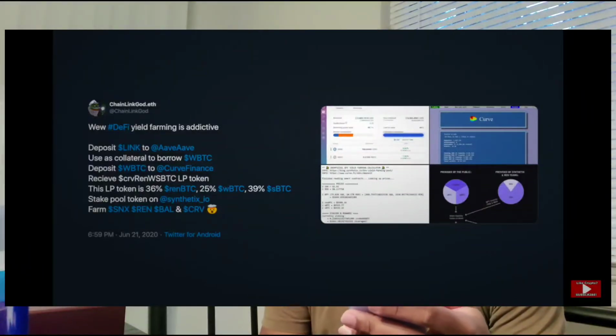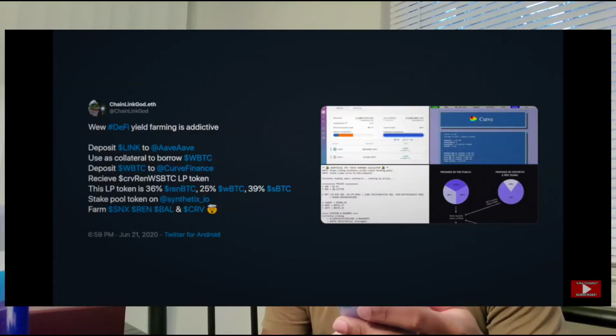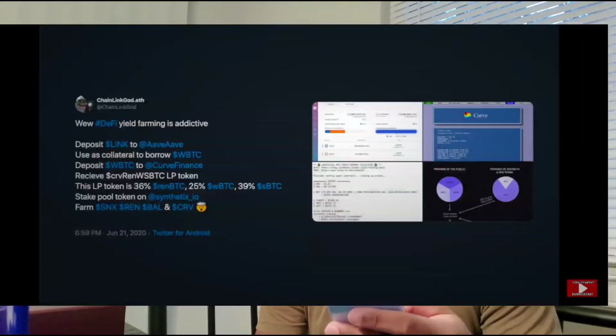He says, whew, yield farming is addictive. Deposit LINK to AAVE. Use as collateral to borrow wrapped BTC, WBTC. Deposit WBTC to Curve Finance. Receive the crvRenWSBTC LP token. The LP token is 36% renBTC, 25% wrapped BTC, and 39% sBTC, whatever that is, I'm not sure about that. Stake the pool token on Synthetix.io, farm SNX, REN, BAL, and CRV. Man, that's a lot. So basically what it says, receive CRV, REN, wrapped BTC, LP token.